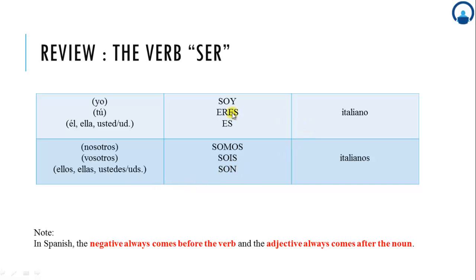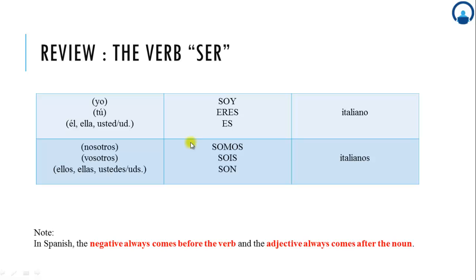Again, to repeat the rule, soy cannot go with any other subject pronoun except yo. Soy corresponds only and only to yo. Similarly, the others: eres corresponds to tú and not for anybody else. Similarly with es, somos, sois and son.